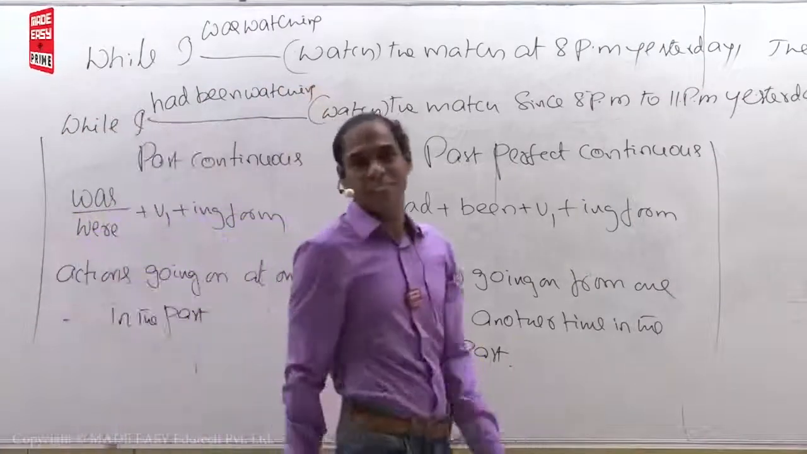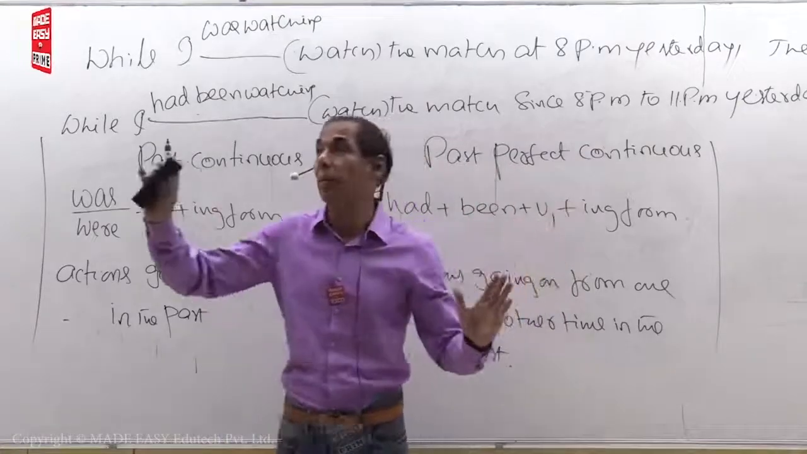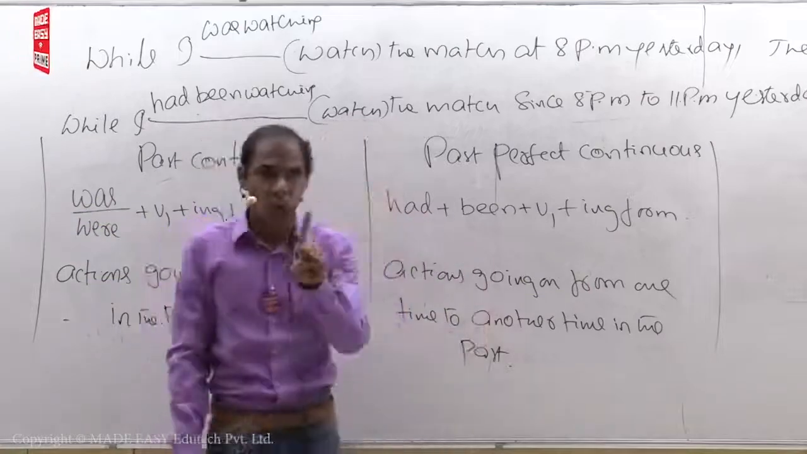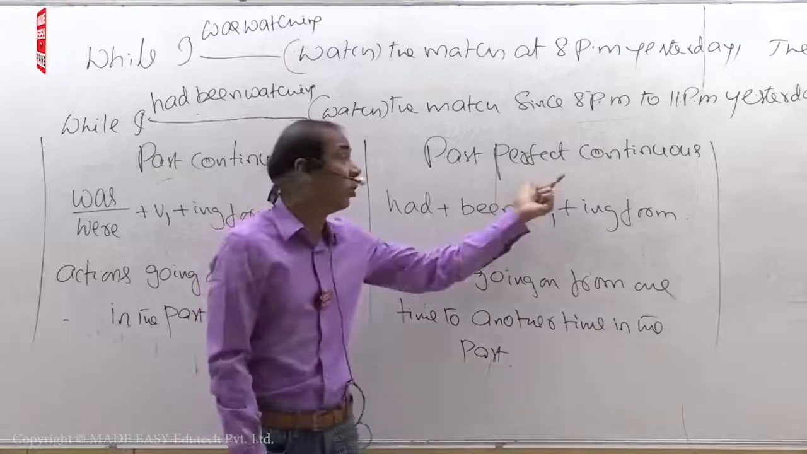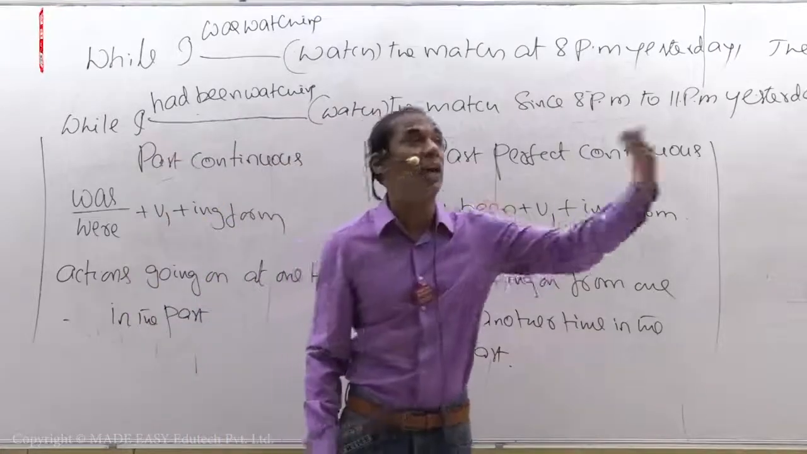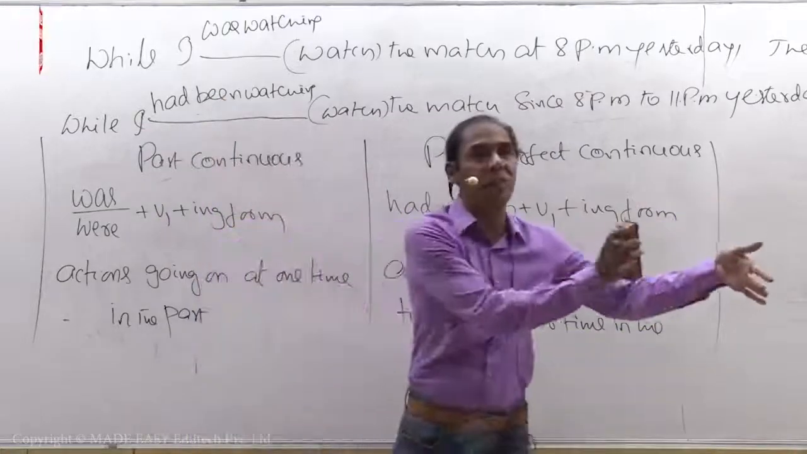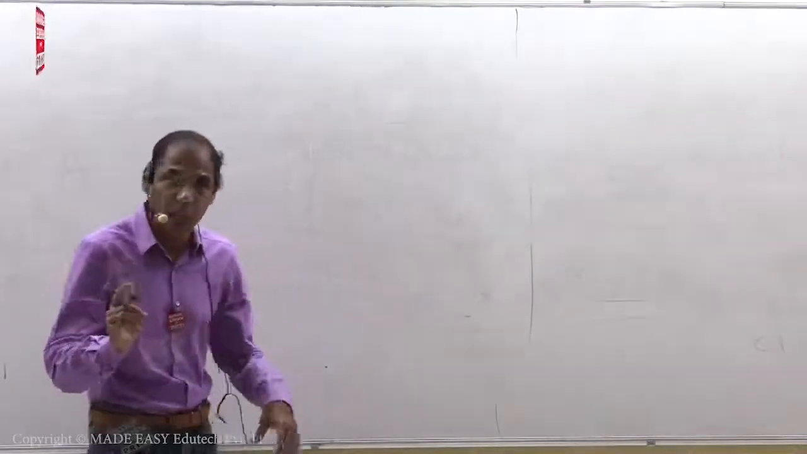That's it. So what is the difference between past continuous and past perfect continuous? Past continuous expresses going on only one time in the past. Past perfect continuous expresses going on from one time to another time in the past. It means one perfect time to another perfect time in the past. That's it. Okay. Table 3.